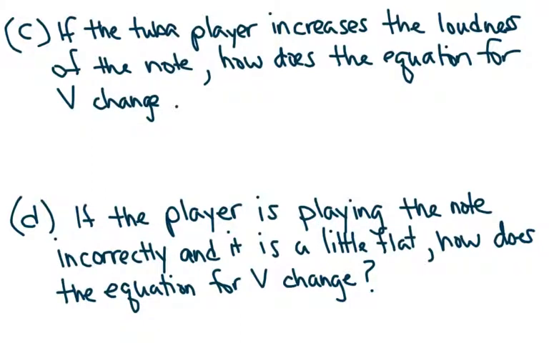So if I say, if the tuba player increases the loudness of the note, how does the equation for V change? Well, it's going to change the amplitude. So if you increase the loudness, you should increase the amplitude.